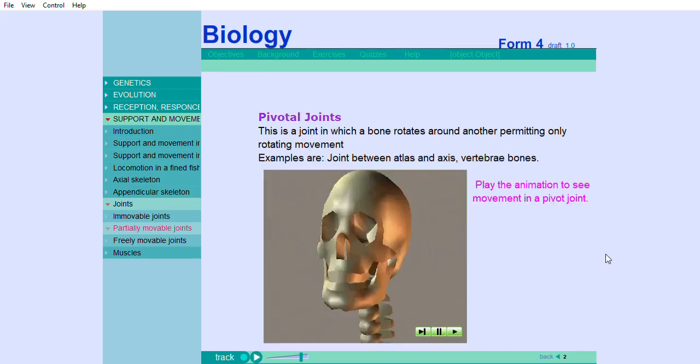Pivotal joints. This is a joint in which a bone rotates around another, permitting only rotating movement. For example, joint between atlas and axis vertebrae bones. Play the animation to see movement in a pivot joint.